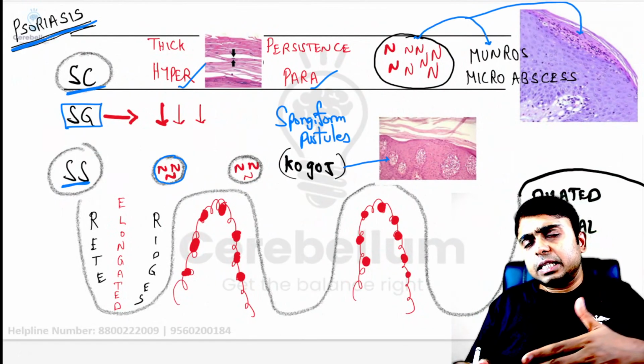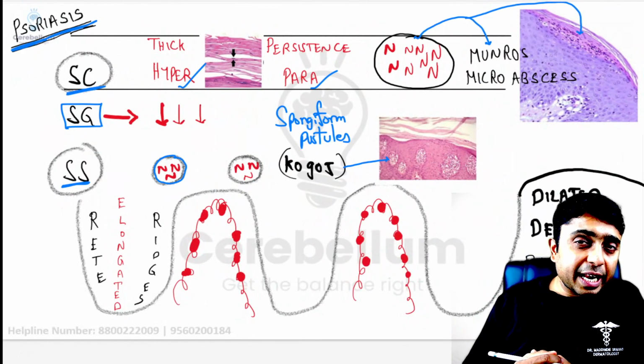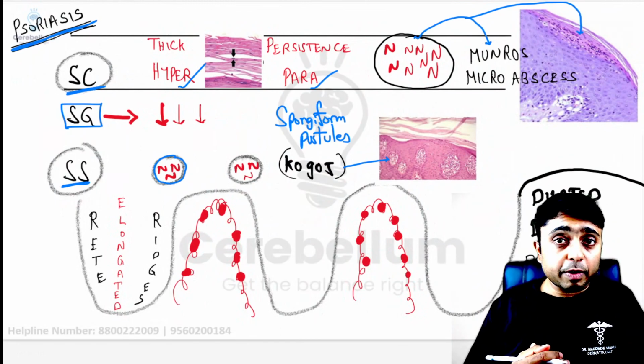Okay, so these are some of the important histopathological named features which you are going to remember. Very important.